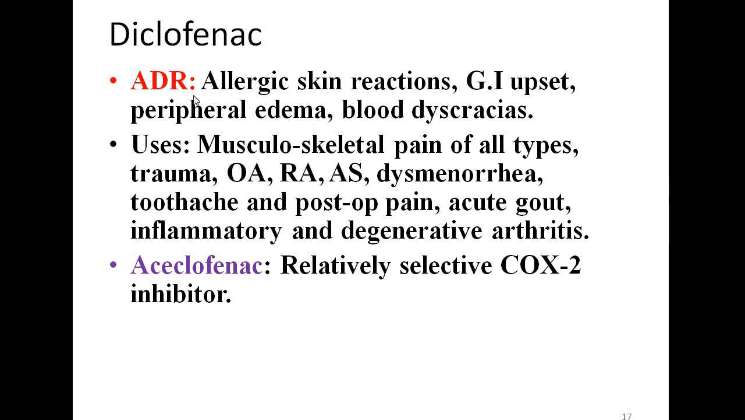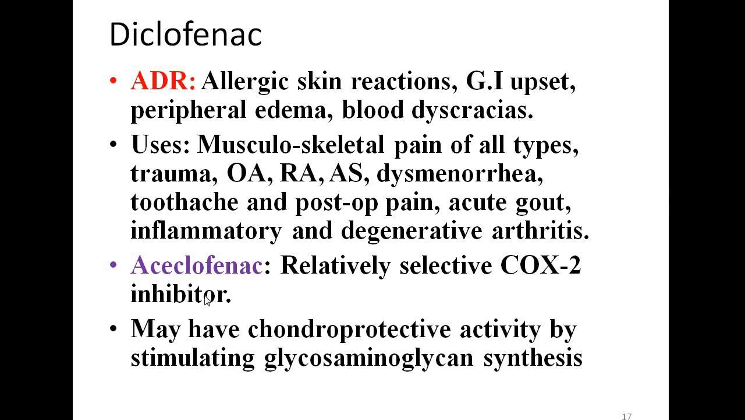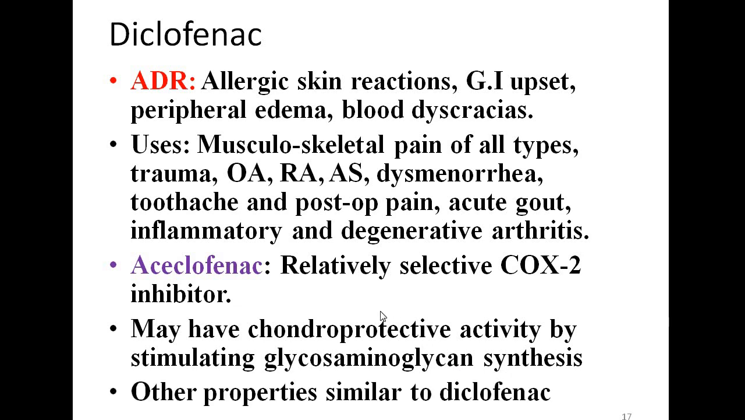Aceclofenac is related to diclofenac and compared to diclofenac is relatively selective for cyclooxygenase 1, therefore lesser incidence of gastrointestinal upset. Aceclofenac may have chondroprotective activity by stimulating glycosaminoglycan synthesis, especially in the joints, making it again a drug of choice for all types of arthritis. The other properties, including adverse effects, are similar to diclofenac.